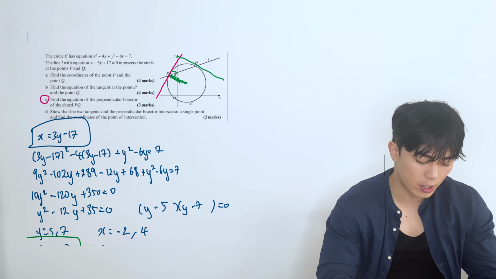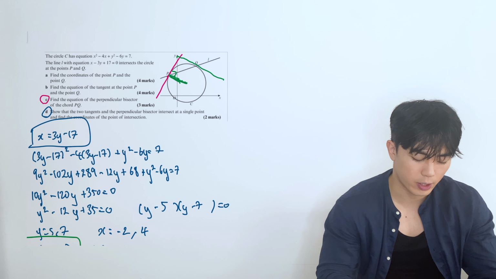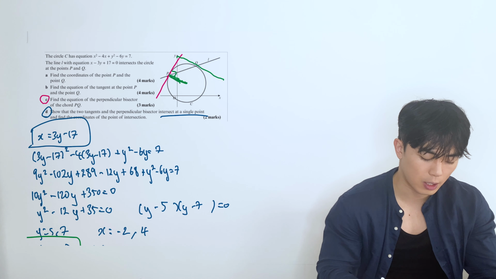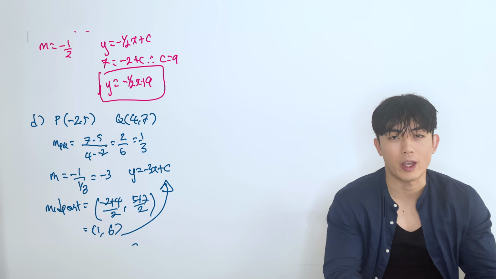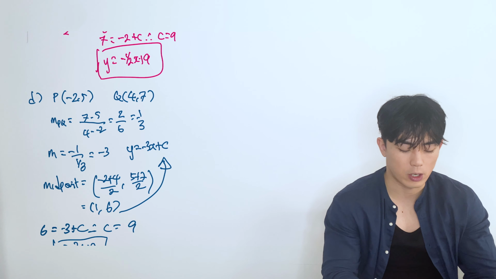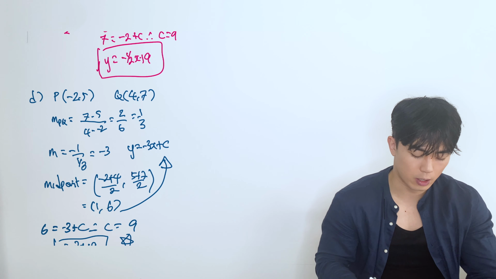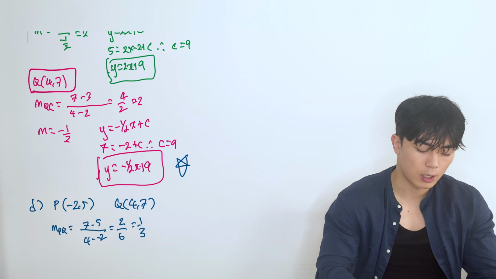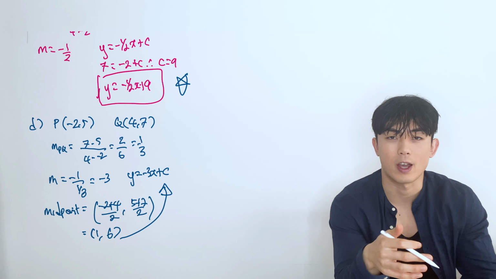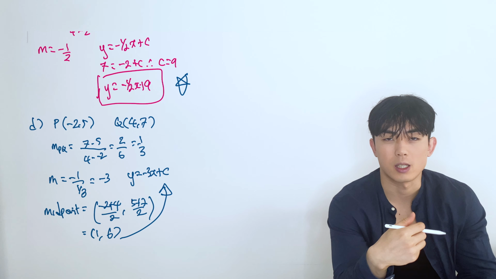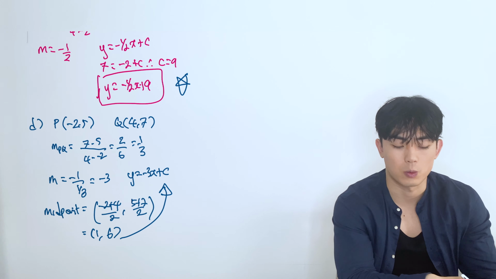And the final part is show that the two tangents and the perpendicular bisector intersect at a single point and find the coordinates of that point of intersection. So you just have to equate the line equations together, because we found this line equation here, we found this one here, and we found this one here, right? So just equate them together and then solve for x and y. I'm not actually going to do this one because this is fairly simple. It's just solving for x and y.